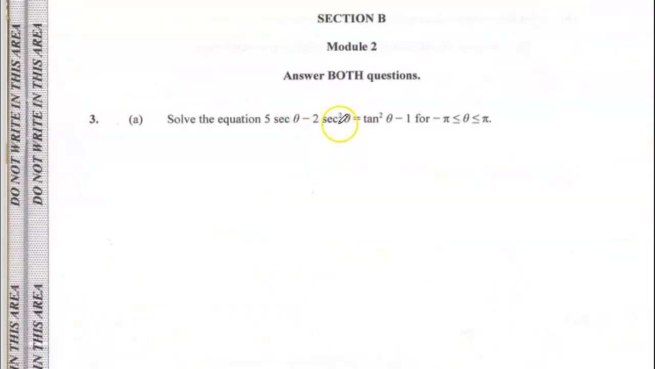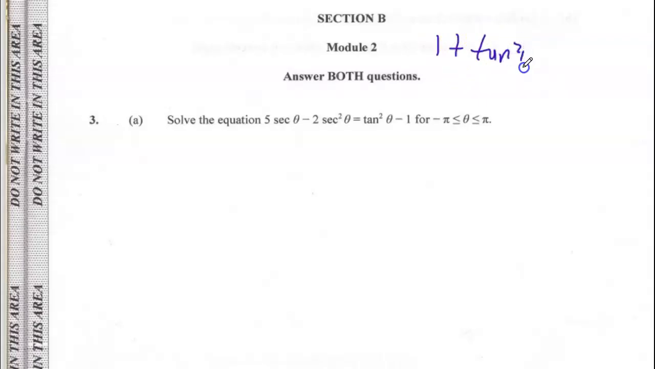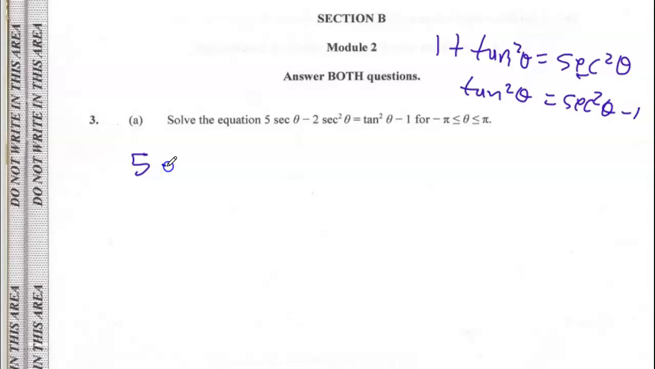All right, now we have a trig problem. Now recall that we have a Pythagorean identity: 1 plus tan squared theta is equal to sec squared theta. So the tan squared theta in the equation there, we can replace with sec squared theta minus 1, based on that identity. We transpose: tan squared theta is sec squared theta minus 1. So in this equation, we can replace the tan squared theta to make all the terms sec squared.